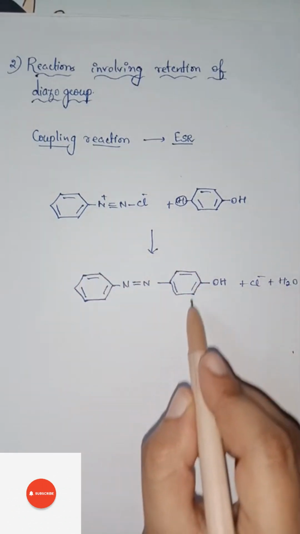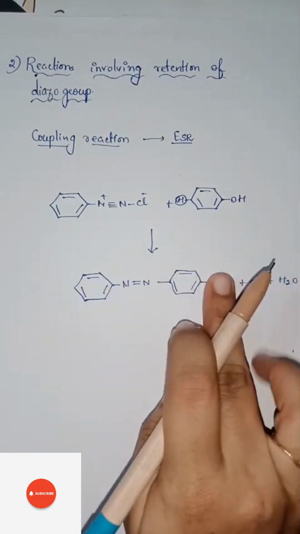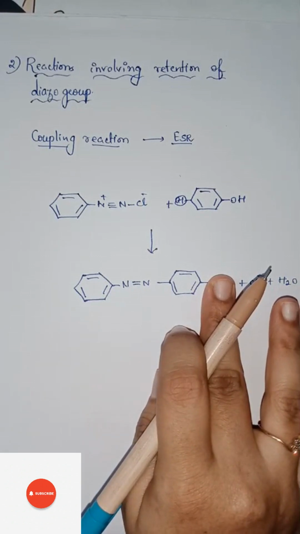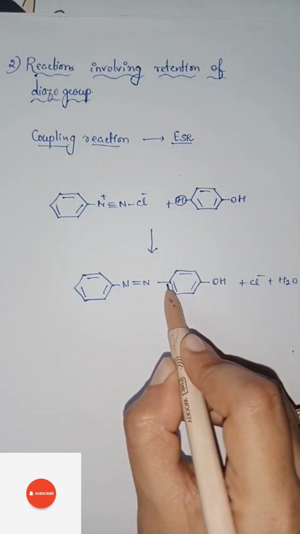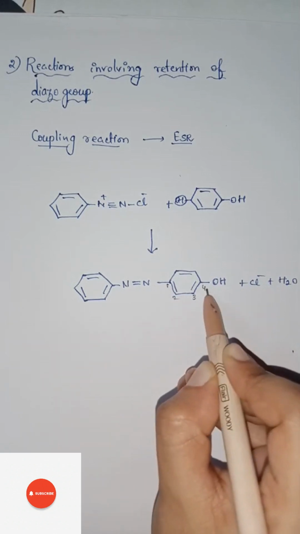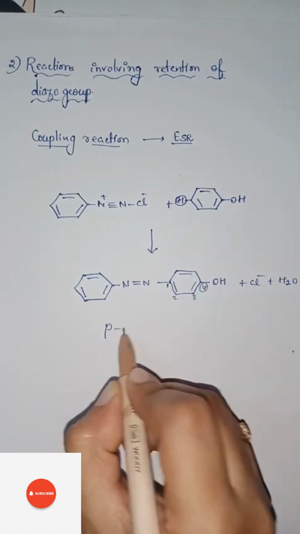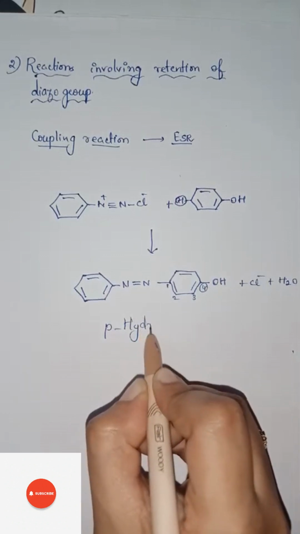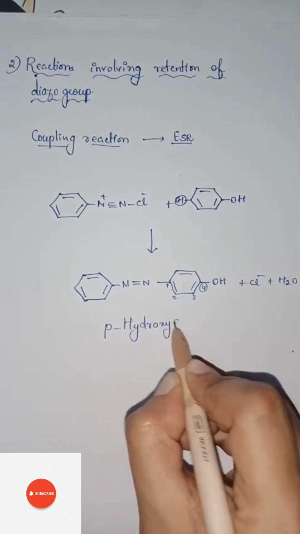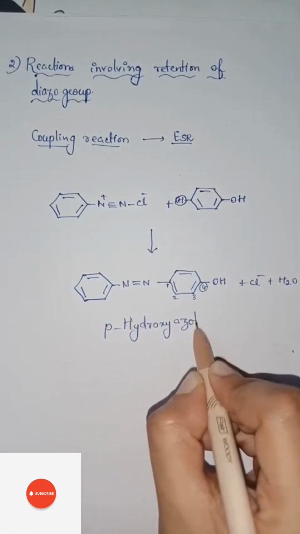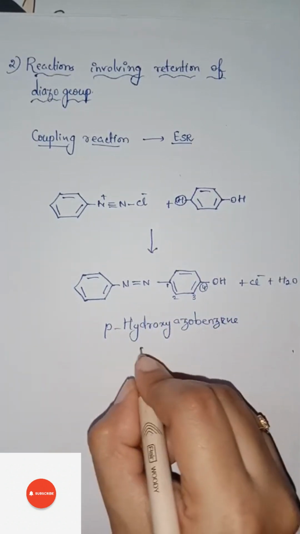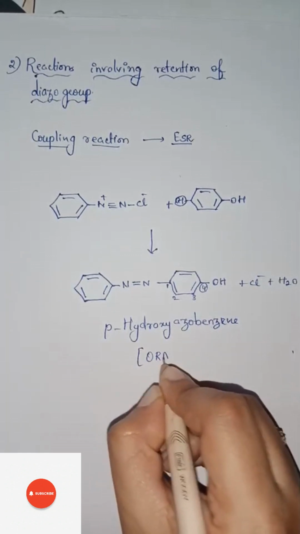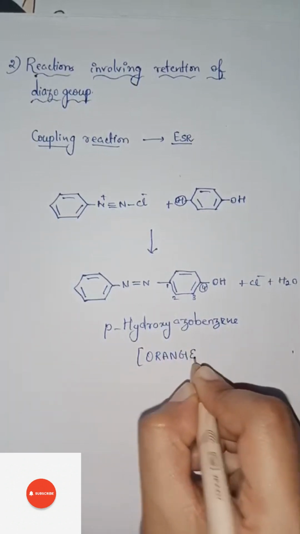So this compound is called, except this OH, if we are calling it as azobenzene, the OH is attached to the fourth place, that is called para-hydroxy azobenzene. It is a dye with the orange color. We call it as orange dye.